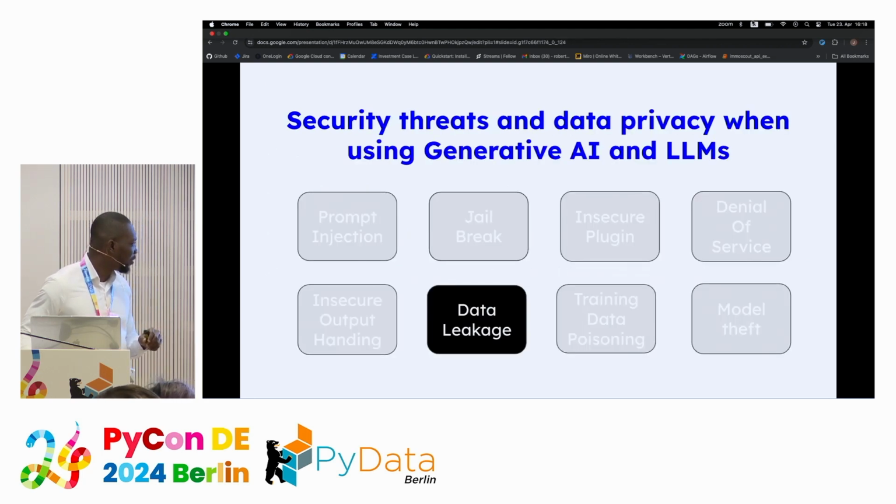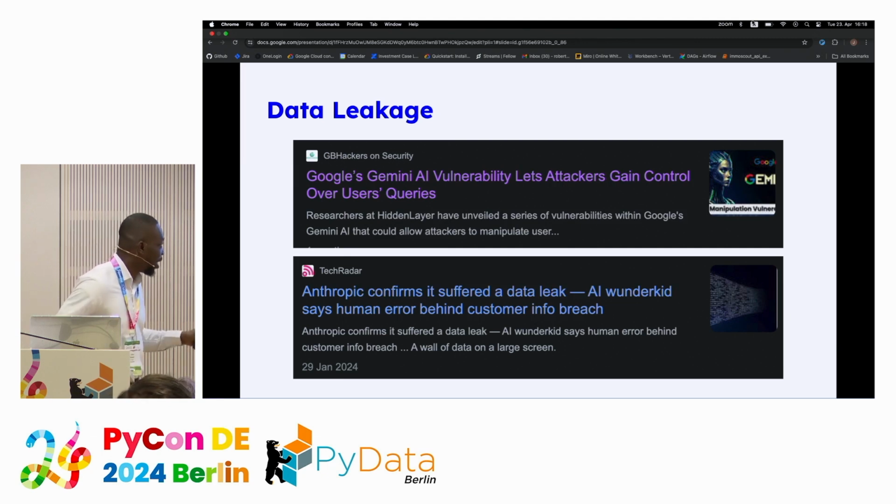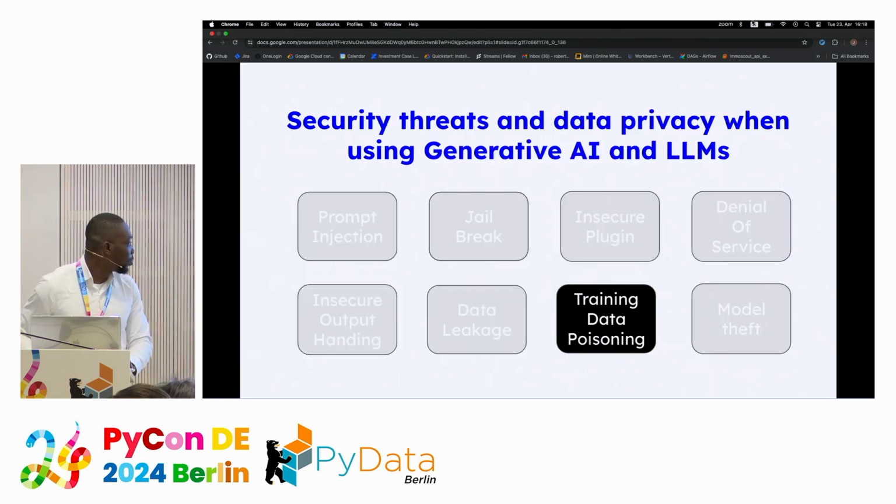We have data leakage. Data leakage is very common recently, because of Anthropic. Apart from OpenAI, Anthropic is the next big thing. For open source, it's a bit more complex because they don't take responsibility for any security issue that happens. But for Google, at the time, you could get all the details about the users that were using Gemini, and also on Anthropic. Then we go to the training data.